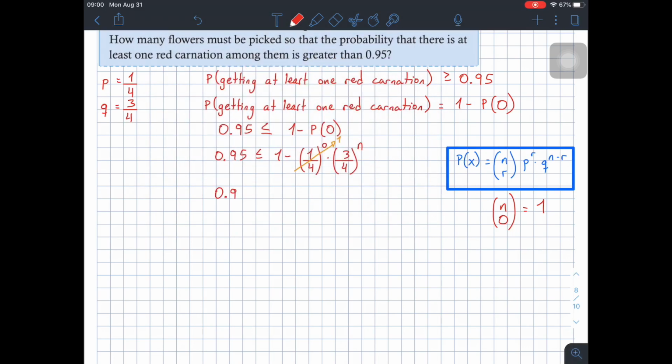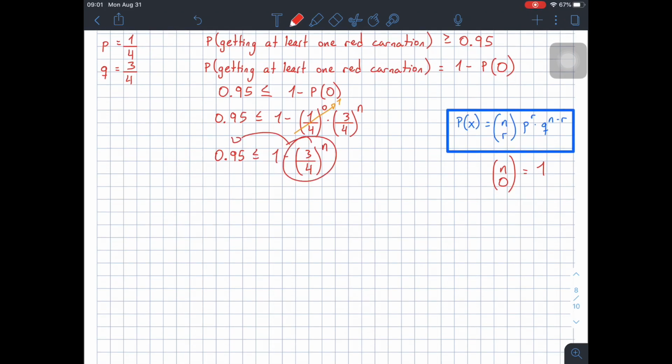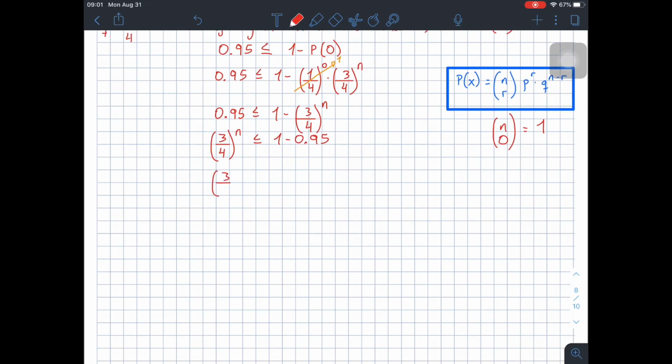So 0.95 must be less or equal than 1 minus, and this is 3/4 to the power of n. Okay? And now I need to solve for n. You see that my only variable here is n, right? So if I take this to the left side and bring this to the right side, we're going to get that 3/4 to the power of n must be less or equal than 1 minus 0.95. And if we calculate this, 3/4 to the power of n is less or equal than 0.05.